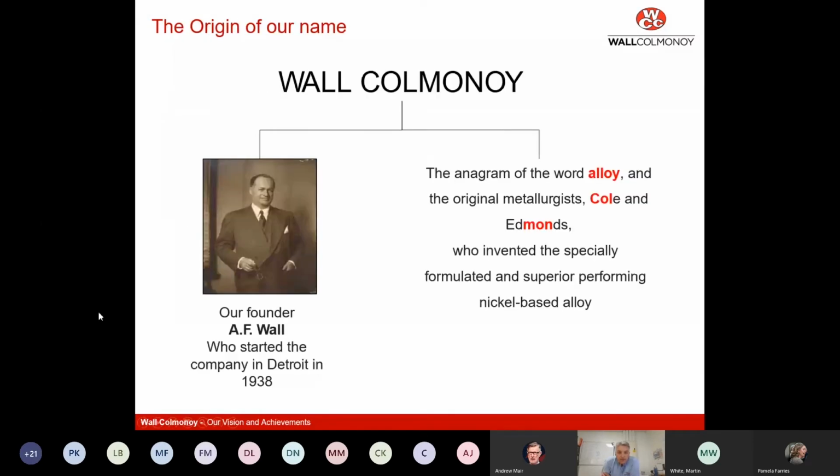So before we started today, we had a conversation about where the name comes from, and it's an interesting one. I think some out and out scientists got together and probably sniggered about the name really, but AF Wall bought the patent for a new alloy, and the alloy was formed by two metallurgists, Cole and Edmonds. So Wall, Cole and Edmonds, and the alloy that they made became the name of Wall Colmonoy, which it's taken some practice over the last year to be able to say without tying myself up, but it's an interesting sort of acronym, and obviously some history in that one.